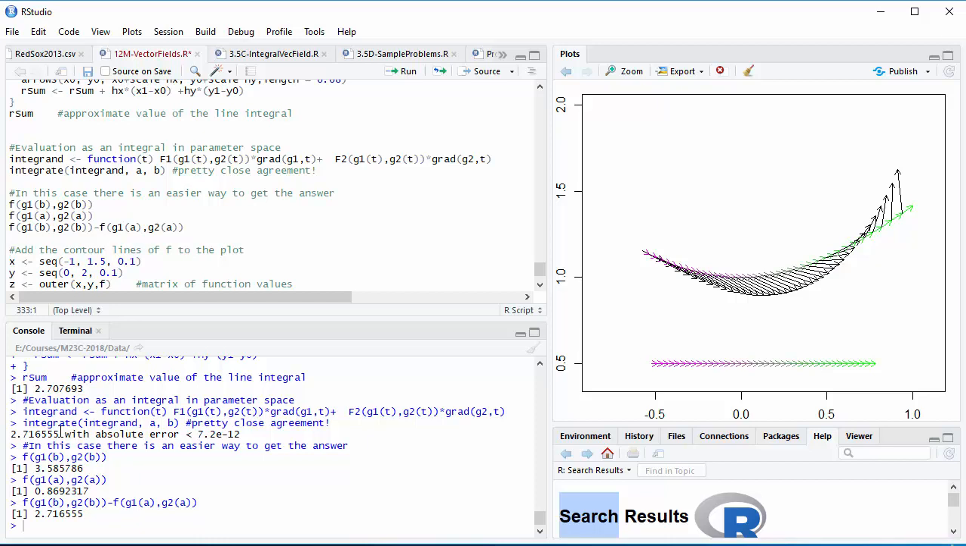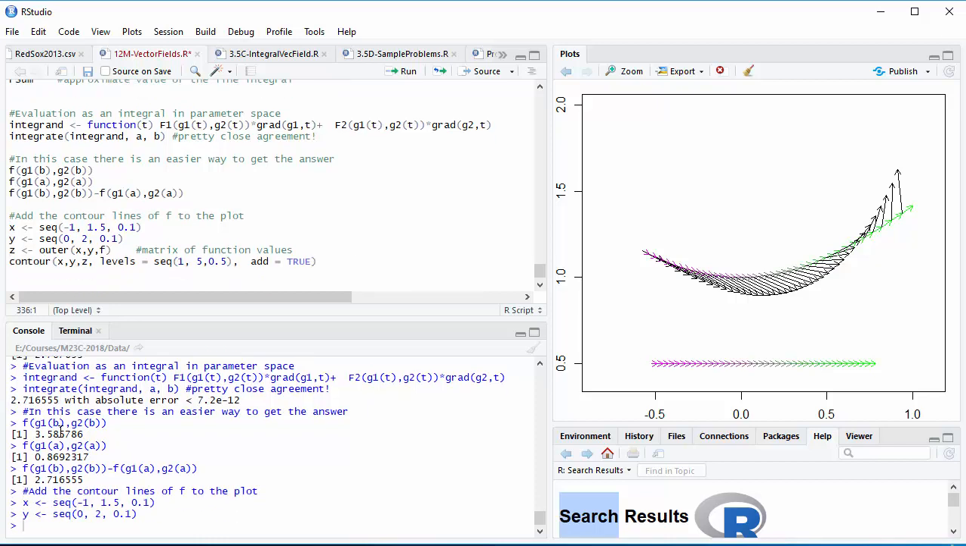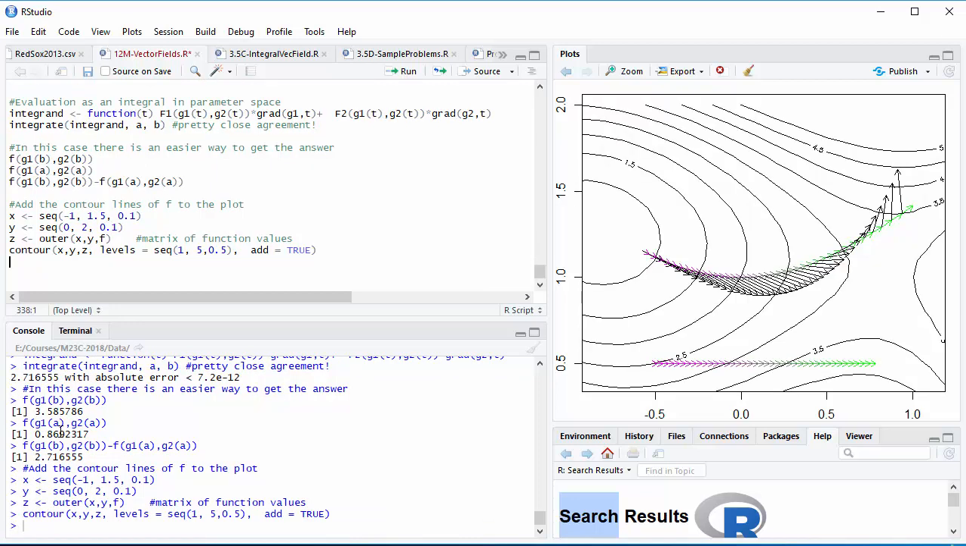Just as a curiosity, I can add the contour lines for my function f to this plot. And when I do that, it took me about an hour to figure out how to do this, so don't worry about the details unless you want to build it into a project. Here are the contour lines for f, and here's what you can see. If you look at any point on the path where we cross a contour line, the gradient vector is always perpendicular to that contour line.